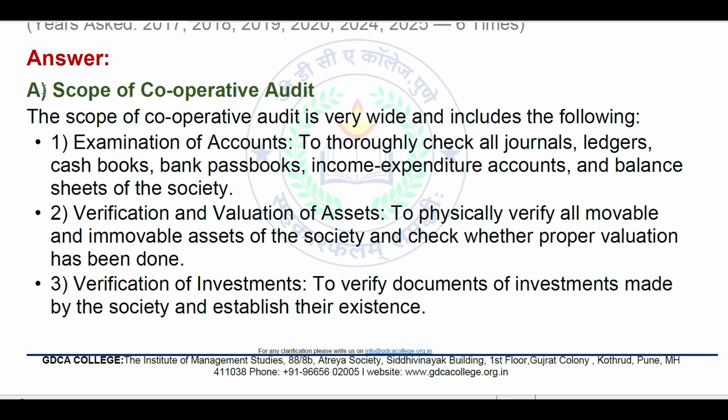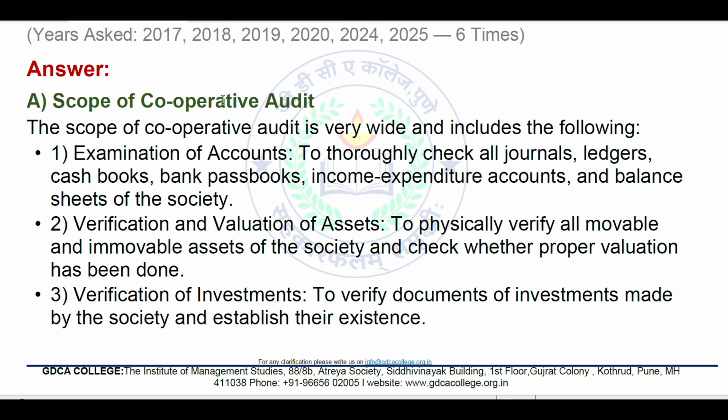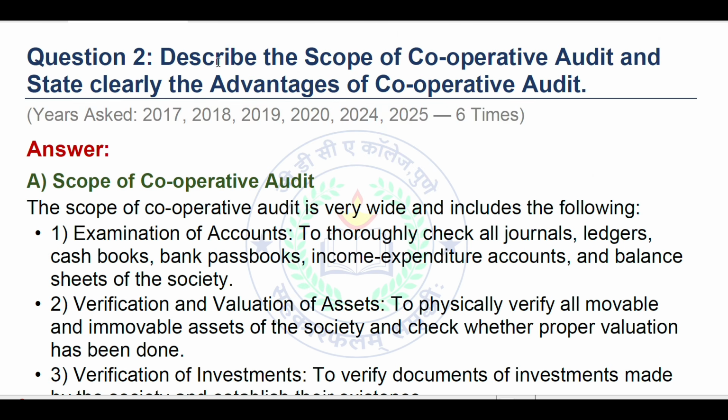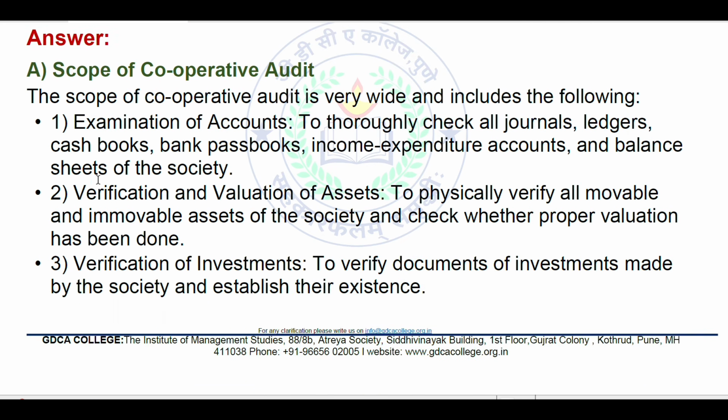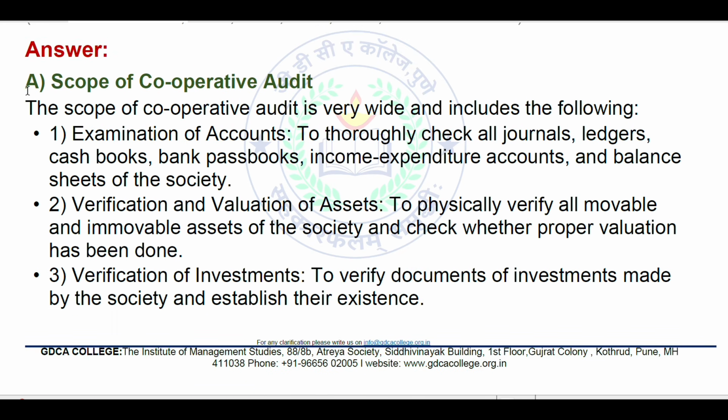So answer, as I told you, write headings as whatever question is asked. So let's say here, describe the scope of cooperative audit. So we have to write scope of cooperative audit. The scope of cooperative audit is very wide and includes the following details, you can say. Examination of accounts, to thoroughly check all the journals, ledgers, cash book, bank passbooks, income expenditure accounts and balance sheets of the society.